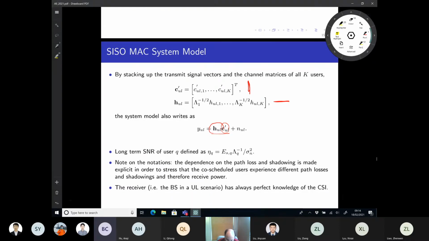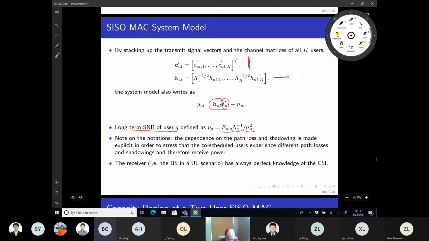I will define the long-term SNR of user Q as the power of user Q multiplied by the long-term channel gain of user Q divided by the noise. So this will be my long-term SNR. Good. We're going to assume that the receiver always knows the channels of the users. This is always the case.